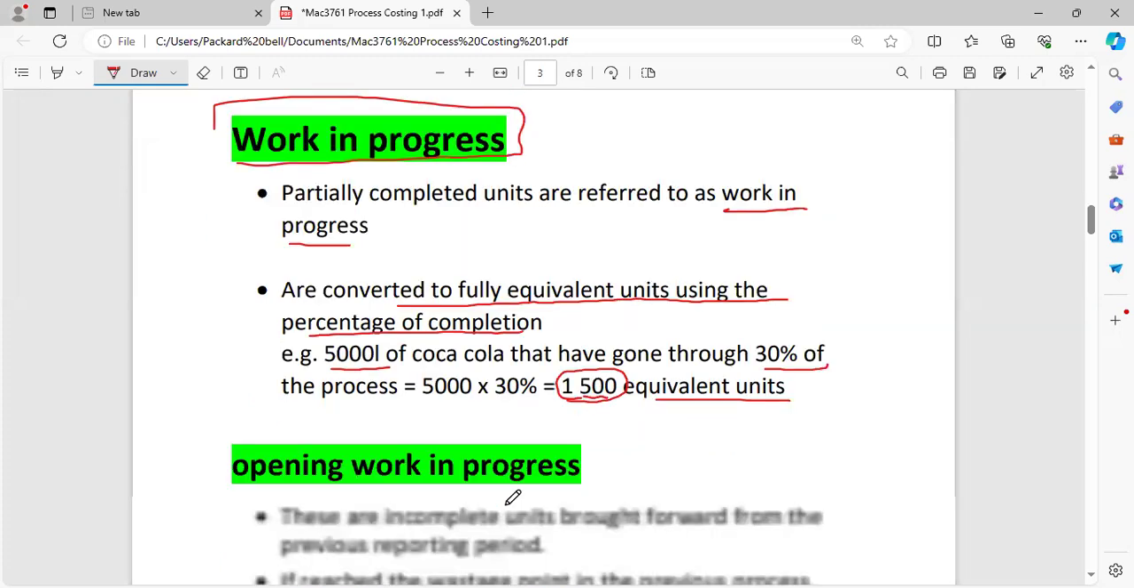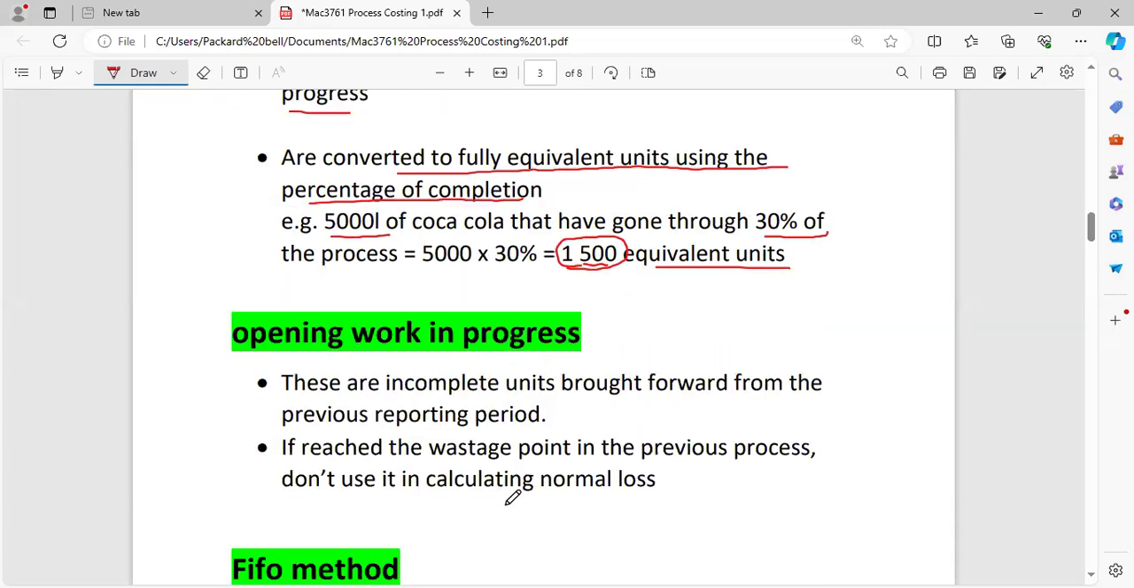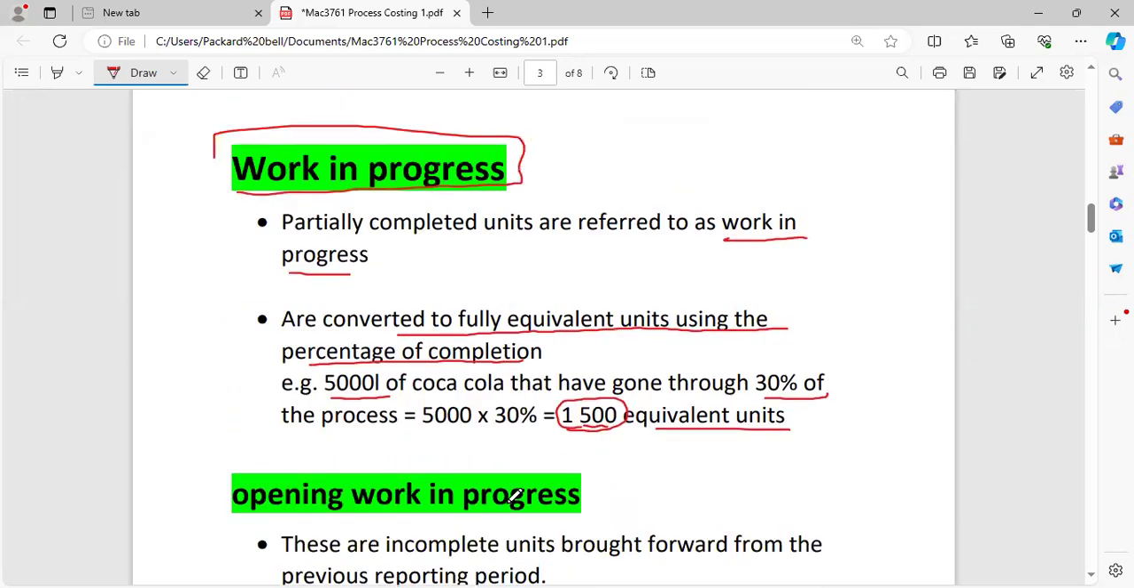Right, then there's another part which is opening work in progress. Remember, we have closing and opening.